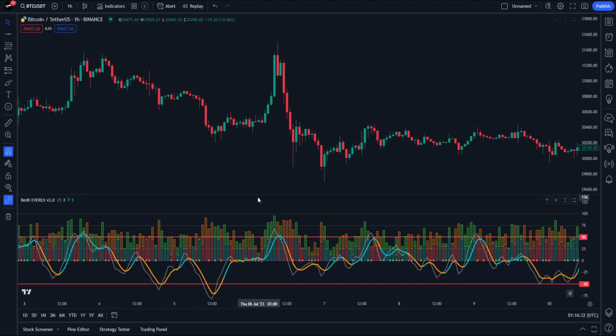Consider this example. Both lines rest below the minus 50 level. Subsequently, the white line intersects the orange line in an upward trajectory. Now let's scrutinize the volume. The presence of a highlighted green bar points to the optimal position for initiating a call trade.